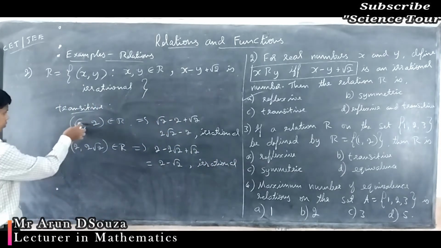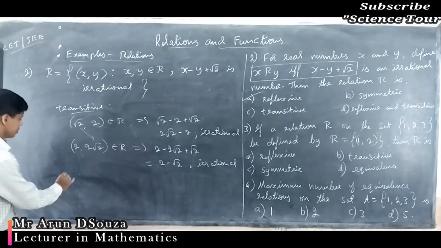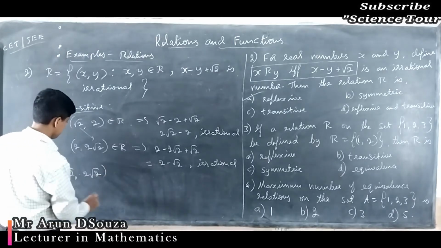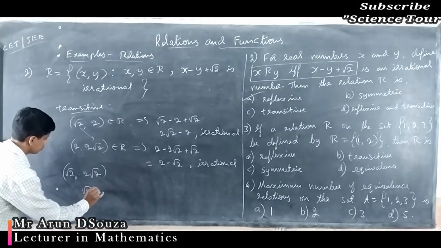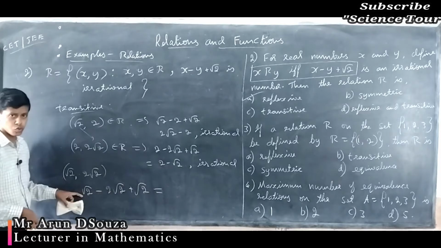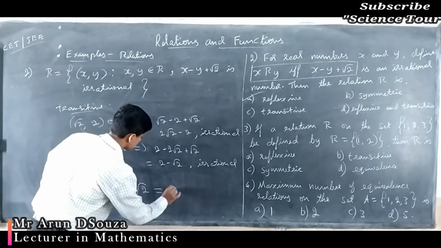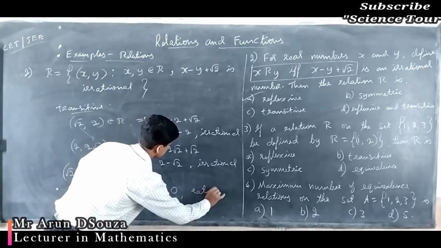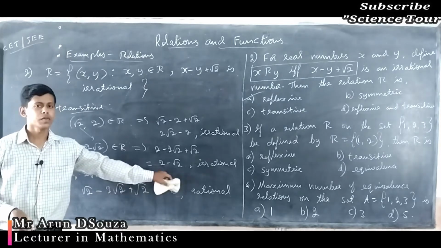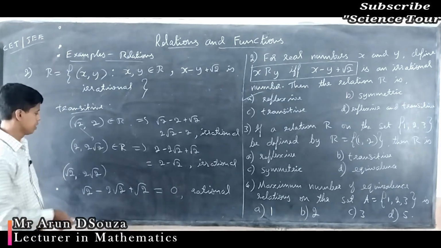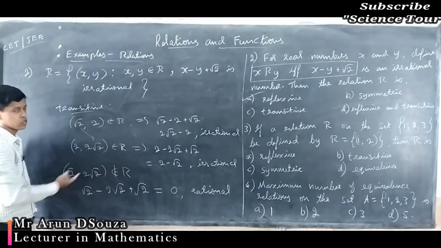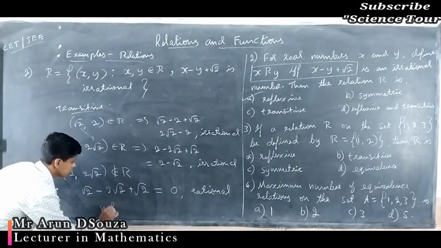Correct. Next, what about the first and the last element? So if you take root 2 comma 2 root 2, then what will happen? See, this is root 2 minus 2 root 2 plus root 2. Root 2 plus root 2 is 2 root 2. 2 root 2 minus 2 root 2 is 0. This is not irrational. It is a rational number. You can write 0 by 1, 0 by 2. You can write p by q. No problem. So this does not belong. So a comma b belongs, b comma c belongs, but a comma c does not belong. That means it is not transitive.